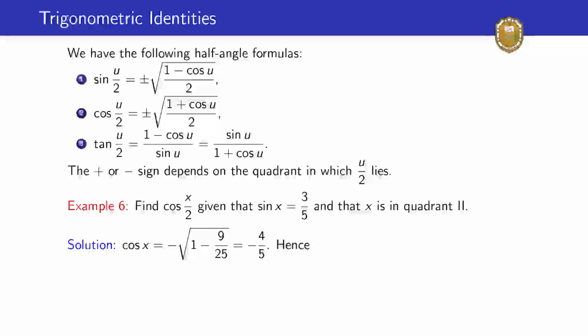Now, using the half angle formula for cosine, we have that cosine x over 2 is equal to the square root of 1 plus cos x over 2, and that will be the square root of 1 minus 4 over 5 divided by 2, and that will be 1 over the square root of 10. So cosine x over 2 is 1 over the square root of 10. We have chosen the plus sign because if x lies in quadrant 2, then x over 2 lies in quadrant 1, and therefore the cosine x over 2 is positive. So we choose the plus sign in this case.